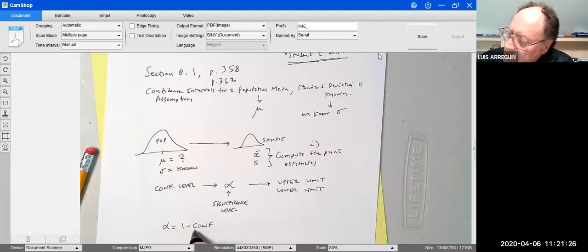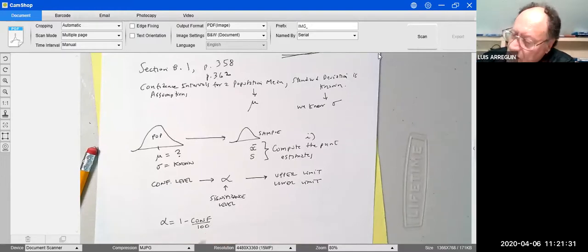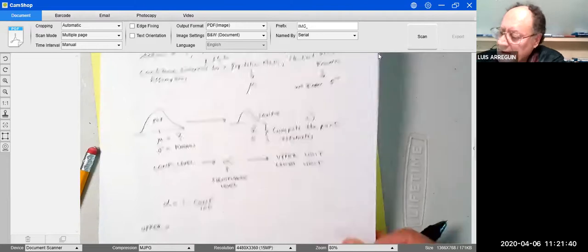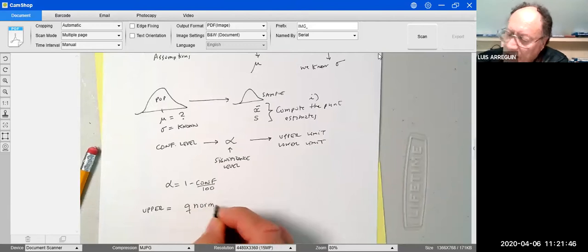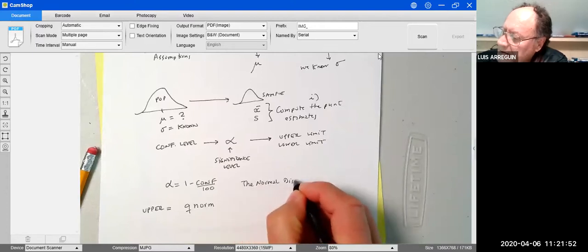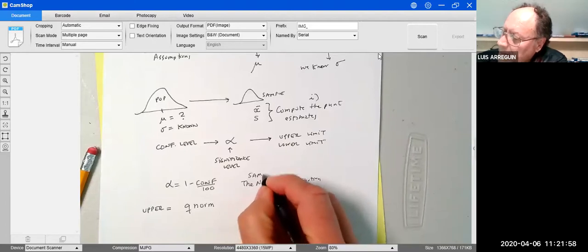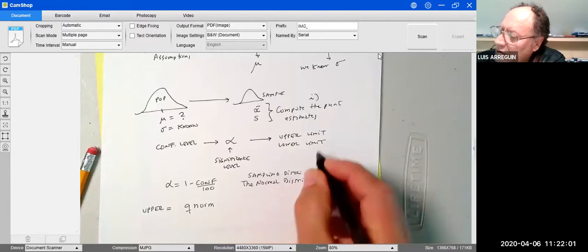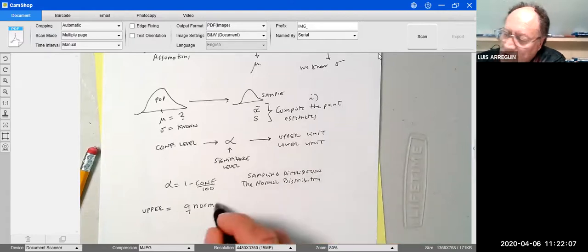So we need to write here over 100. Usually the confidence level is divided by 100. And once you have alpha, your upper limit is going to be computed by using R. So using R, this is going to be very simple. We're going to compute qnorm, so that means that we are using the normal distribution. So this is my sampling distribution because I know the mean, I know the standard deviation of the population, so the normal distribution. So we're going to use qnorm.